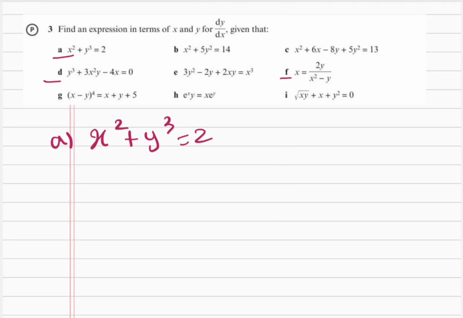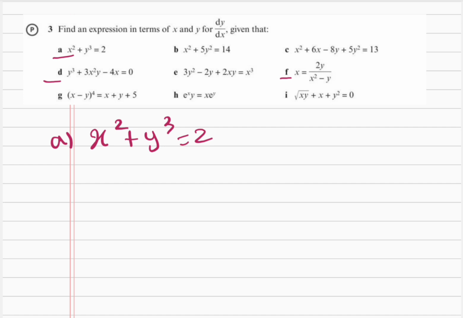Hi everyone, this video is on question 3 of exercise 9H, which is about implicit differentiation. In the previous video, we showed some of the basic results that we can apply to differentiate functions implicitly. And now in this exercise, we are going to use that. So let's start with the first one.